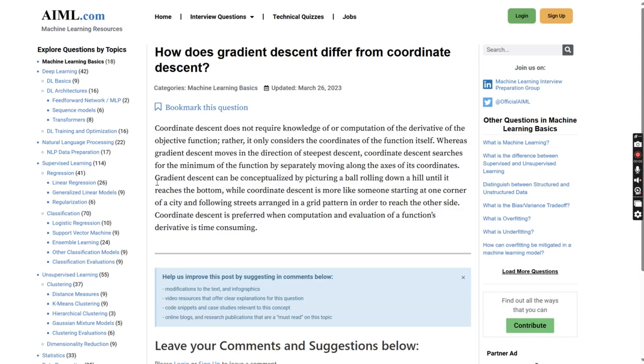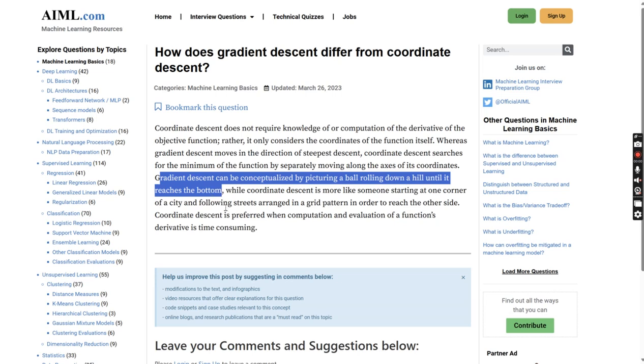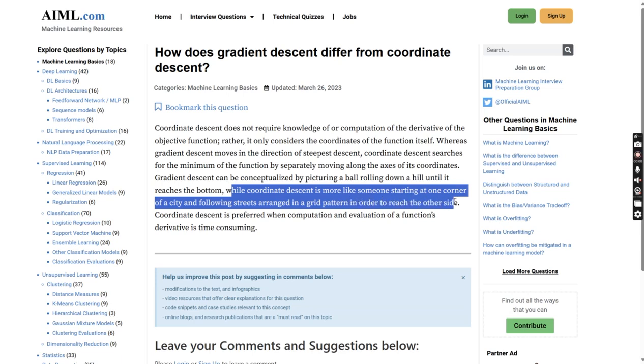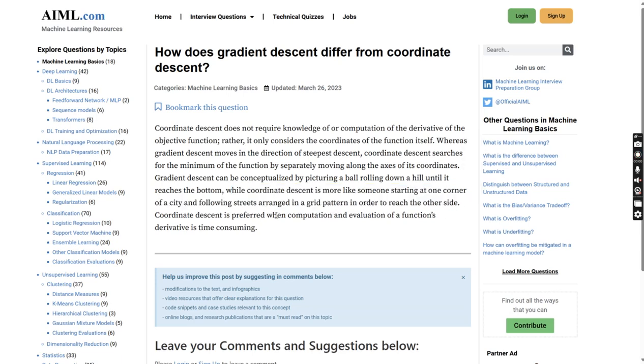And for gradient descent, they have given one simple example. Gradient descent is like you roll a ball down the hill until it reaches the bottom. Based on wherever the slope goes down, it can go in that direction. Ultimately it will reach the bottom, but it will go left, right and all of that. Whereas coordinate descent is not like that. It is like someone starts at the corner of the city and follows the path in a grid pattern. That means it is going in a straight line. So that way you can understand.